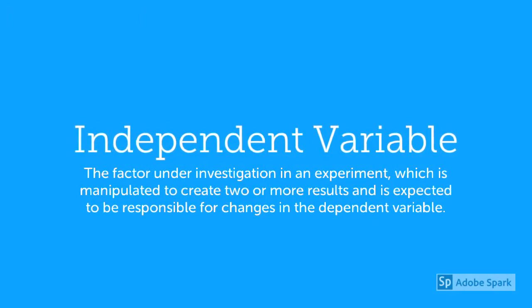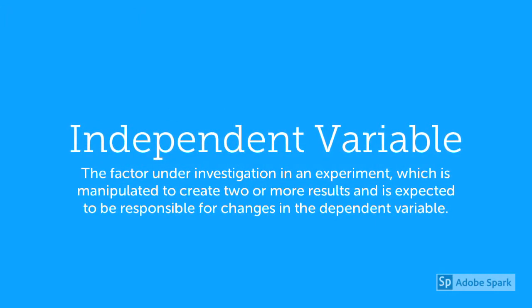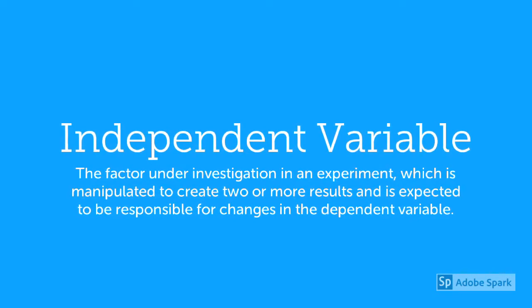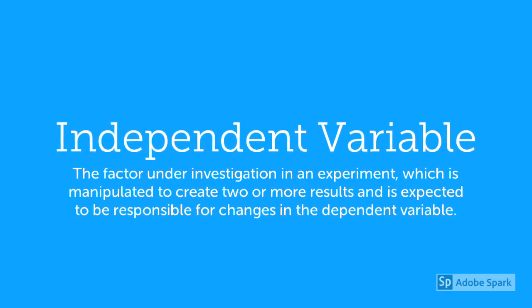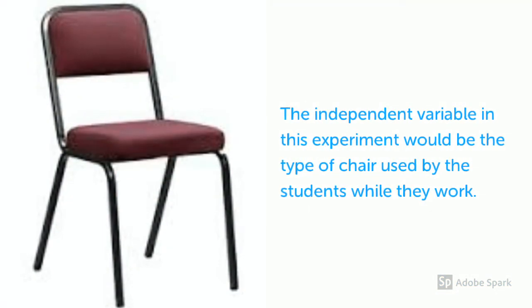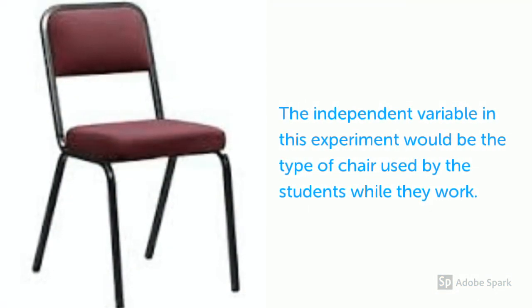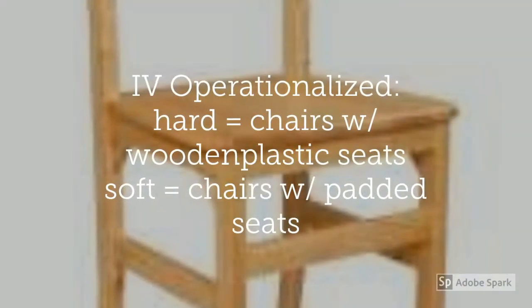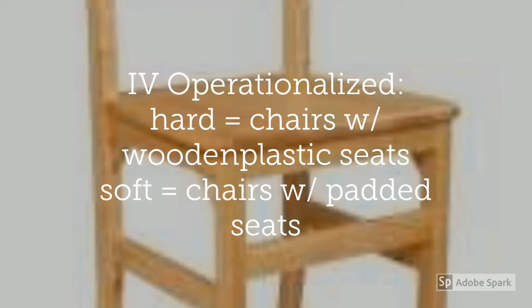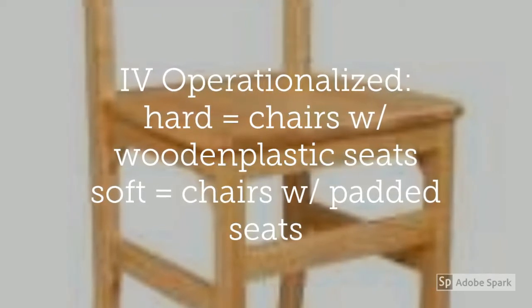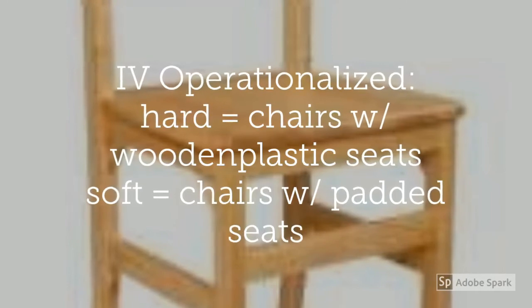Independent variable. The factor under investigation in an experiment which is manipulated to create two or more results and is expected to be responsible for changes in the dependent variable. The independent variable in this experiment would be the type of chair used by the students while they work. IV operationalized. Hard equals chairs with wooden plastic seats. Soft equals chairs with padded seats.